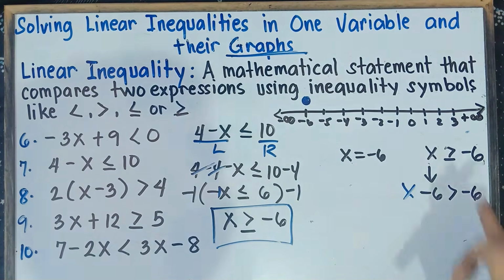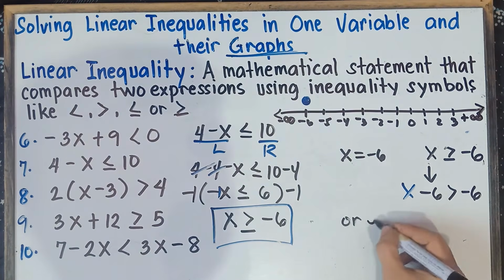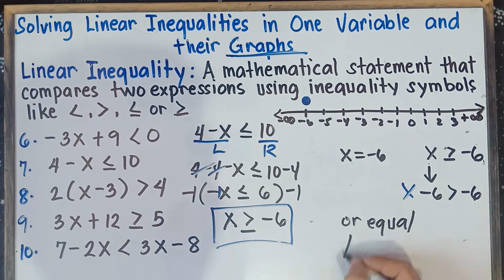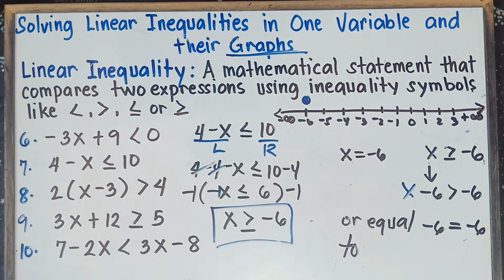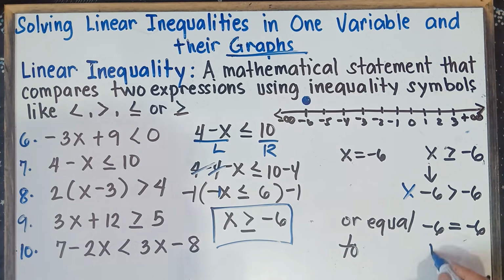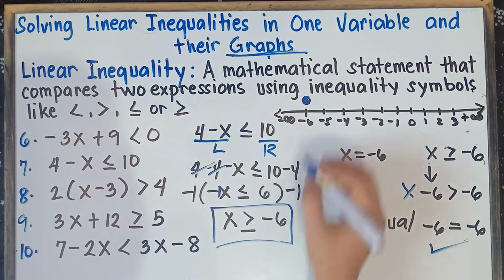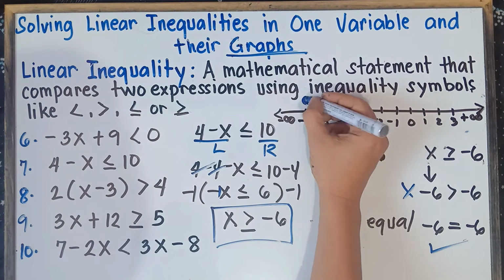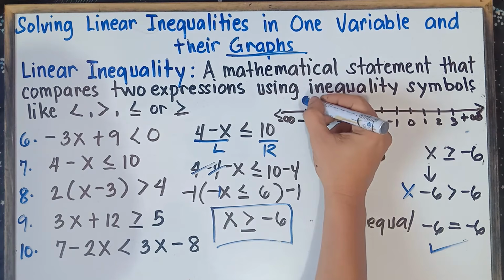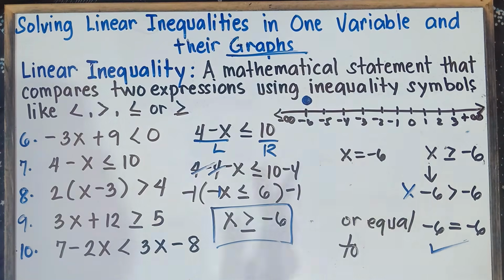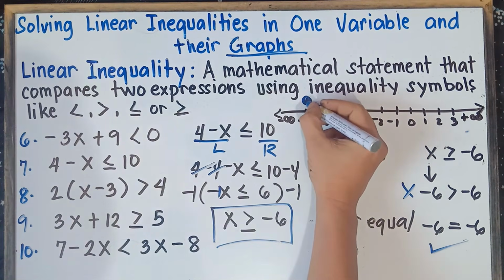Now, since we have greater than or equal to, we have the 'or equal to.' Now, is negative 6 equal to negative 6? Is it true, class? Yup, that's true. It will satisfy the inequality. That's why, class, we will be using a closed circle, because it will satisfy the inequality that negative 6 is equal to negative 6.